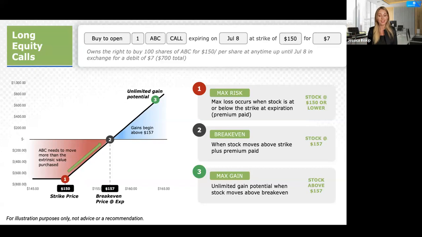And you'll notice this is why I say sharp directional move, is because you need it to move more than what you paid for the option. So therefore, you are expecting a sharp move because you want it to overcome more than the cost for the right to buy. Make sense?